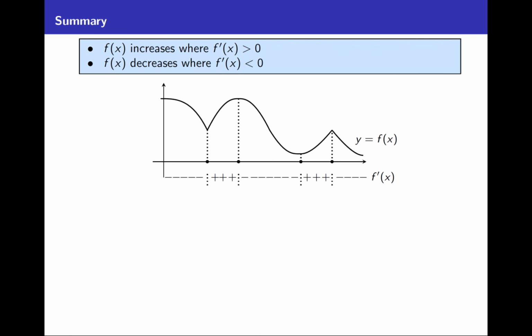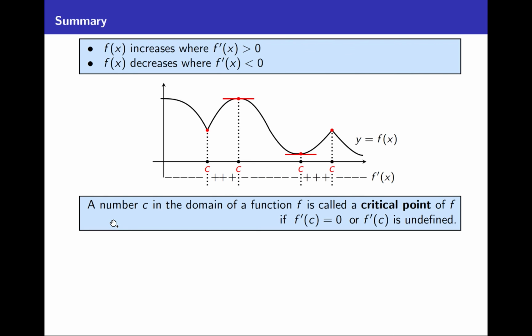So that's it for today. A quick summary. We've seen that where f prime of x is greater than 0, f is increasing, and where f prime of x is less than 0, f decreases. Another big point for today, a number c in the domain of a function f is called a critical point of f if f prime of c equals 0 or f prime of c is undefined, as in this picture. And you're going to find that where a function switches from increase to decrease, it's going to happen at a critical point.